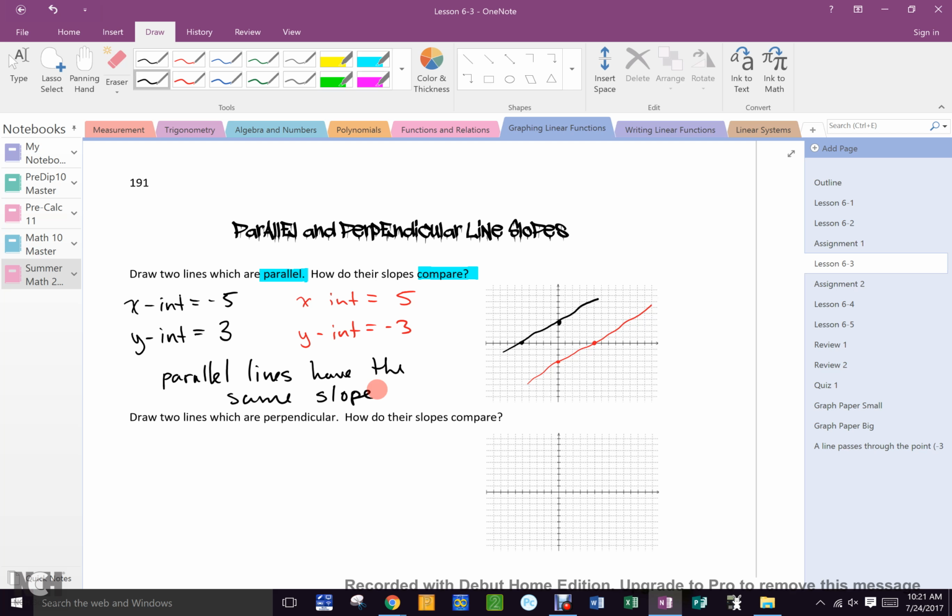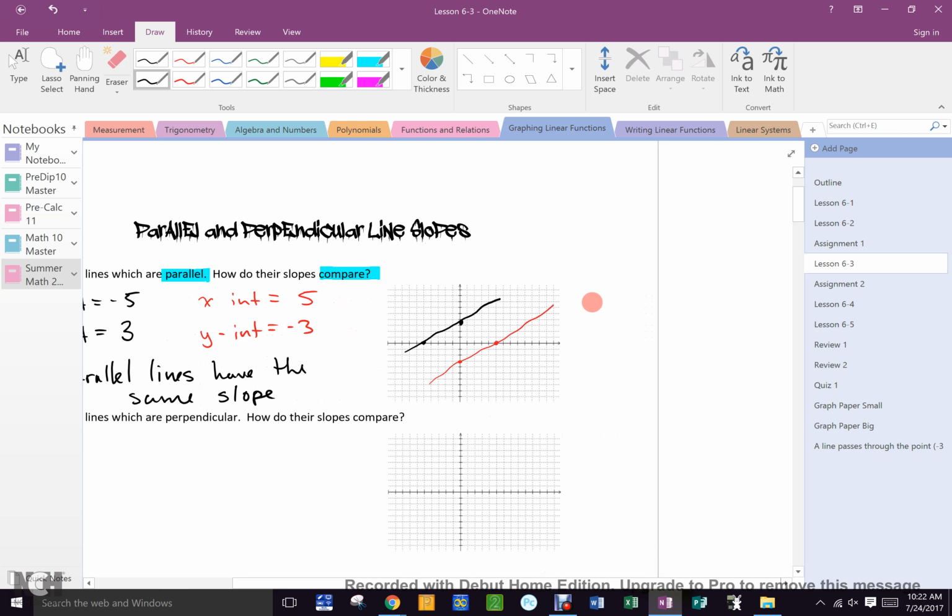Okay, so everybody gets this half of the point, that if they're parallel, they're going to have the same slope. The thing that for some reason is lost on kids when I teach them this is the other way around. If you have two slopes that are the same, what do you have? Parallel lines.